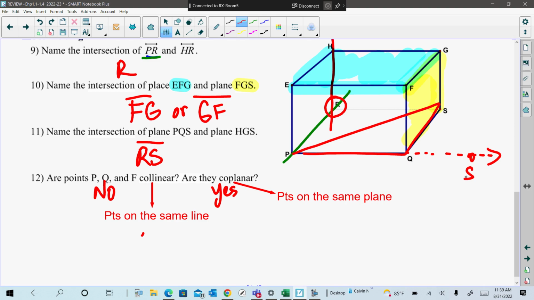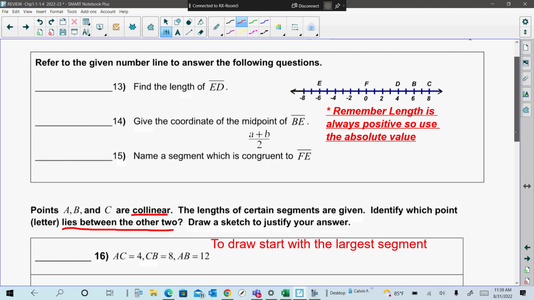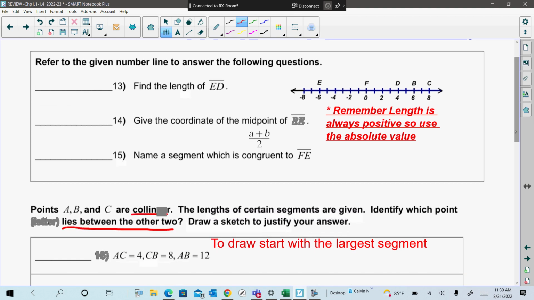Okay. All right, so on the next page, this first section is dealing with length. So just remember, length is always positive, so use the absolute value. You can count if you see the increments. Like here, I can see E, I can see D. Some people want to count. Or I know the coordinate of E is -6. The coordinate of D is 4. So I do -6 minus 4 and do the absolute value of that. So this first one is 10.